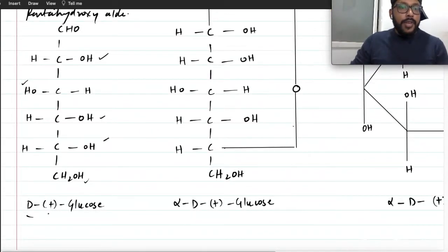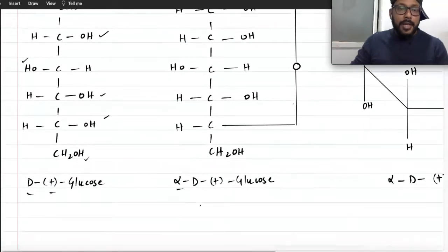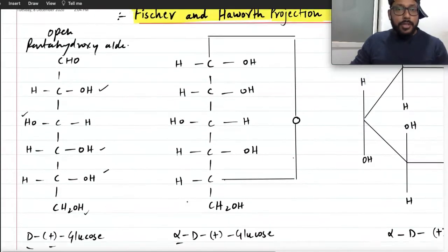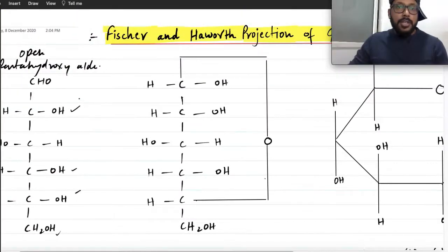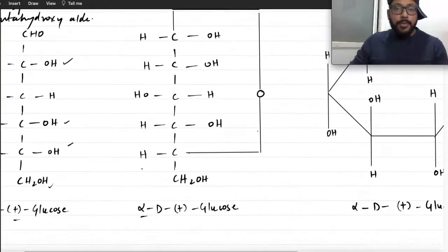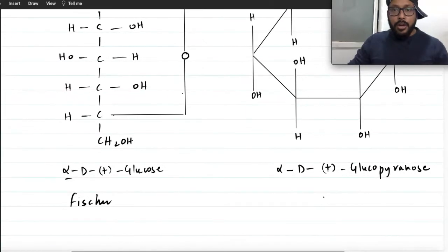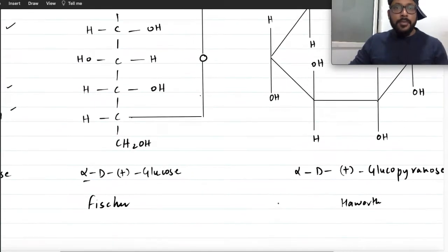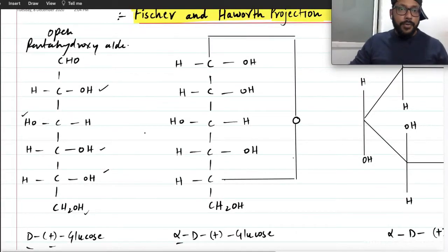Pentahydroxyaldehyde having open chain structure. What is the meaning of D? What is the meaning of positive? What is the meaning of alpha, beta? Everything we are going to discuss today. And these are your three structures: the Fischer projection and the Haworth projection. This is your Fischer projection. This is your Haworth projection. Now we'll study how to make the Fischer projection from this open chain structure.